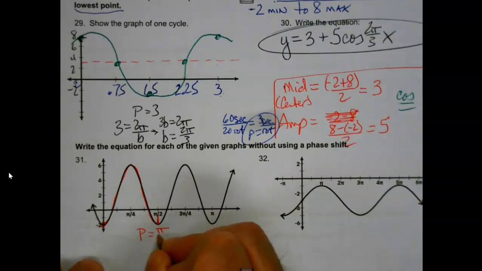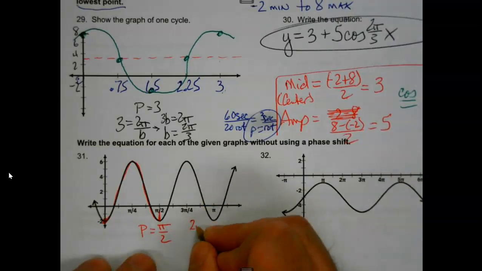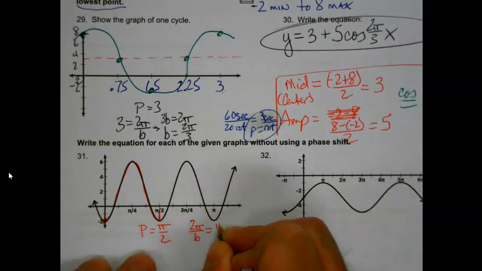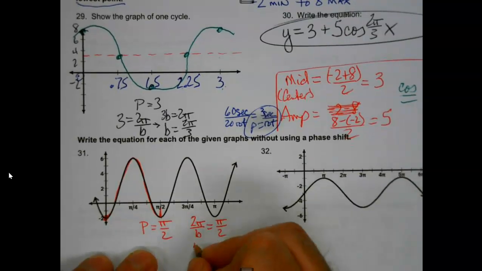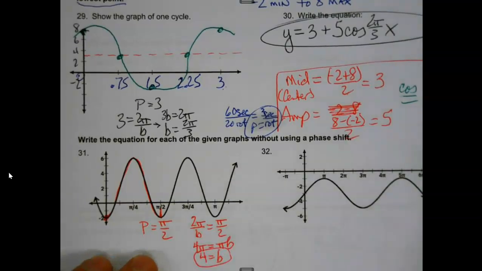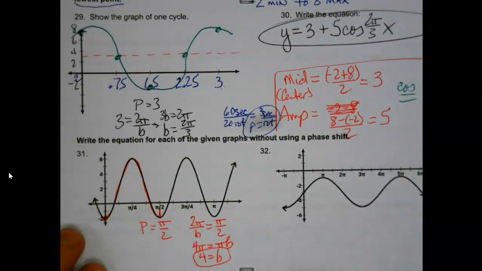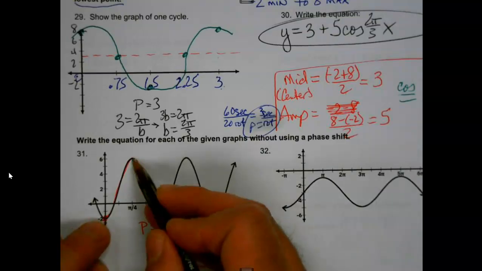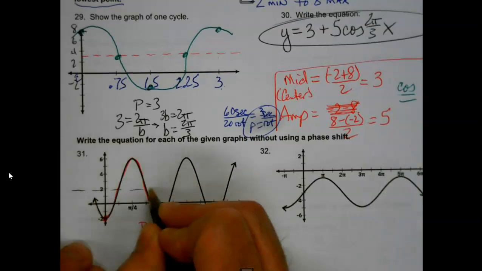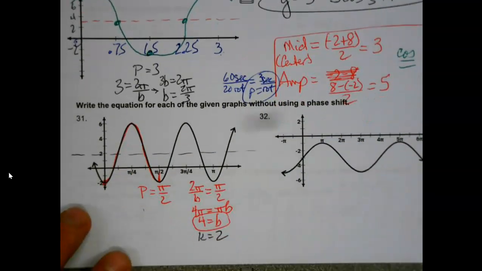So here my period would be pi over 2. But that's not the value that's going to help me with my equation. 2 pi over b equals pi over 2. 4 pi equals pi b, divide by pi. Okay, so my b value is 4. I notice my min and my max, what's right in the middle? Well, let's see, 6 and negative 2 would be 4, divided by 2 is 2. So my k value is 2.